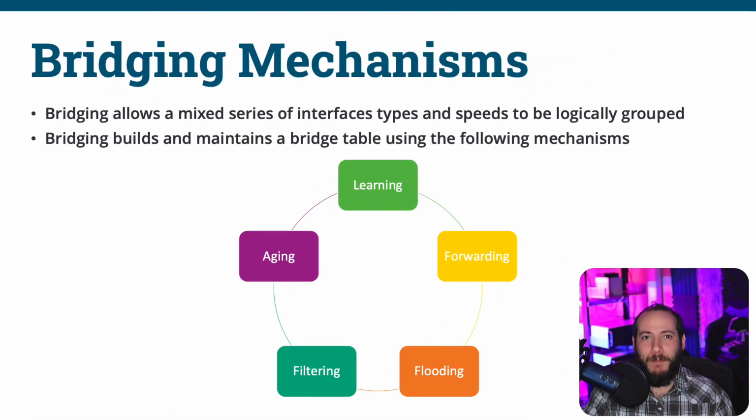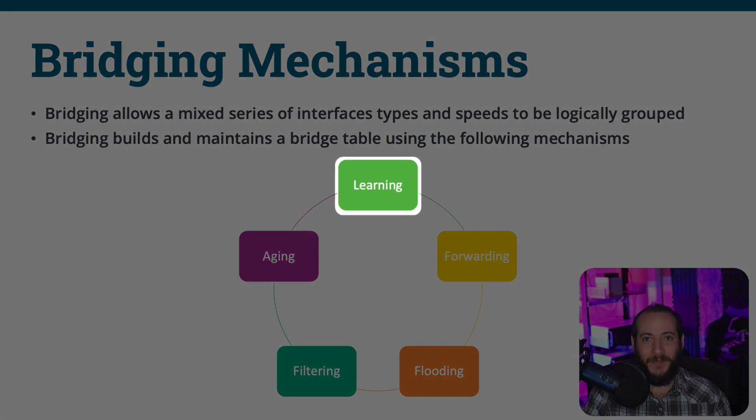Bridging allows for a mixed bag of interfaces to be logically grouped into a single broadcast domain. Where shared LANs could only operate at a single port speed due to the shared physical media, bridging allows for any type of physical interface media to be logically grouped into a single broadcast domain. As we mentioned before, bridging or switching forwards data based on the destination MAC address and a lookup in a bridging table. The bridge table is built using the mechanisms shown here.